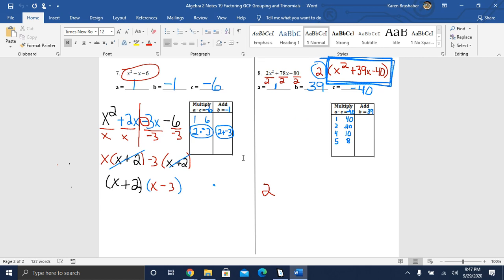All right, now in this list, something has to be able to add to a positive 39. And really the only thing that looks close is the 1 and the 40. To get a negative 40, I would need one of them to be negative. To get my positive 39, I'm going to need the smaller one to be negative. So I'm going to use negative 1 times 40 and negative 1 plus 40. And that does give me multiplying to negative 40 and adding to 39.